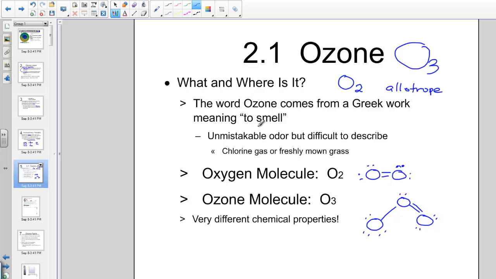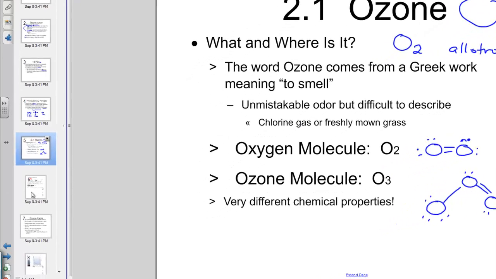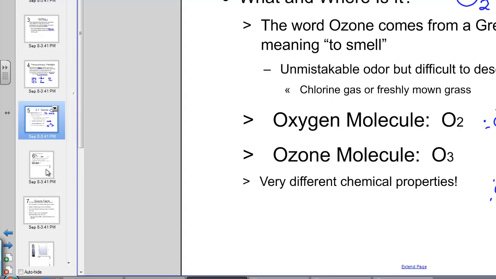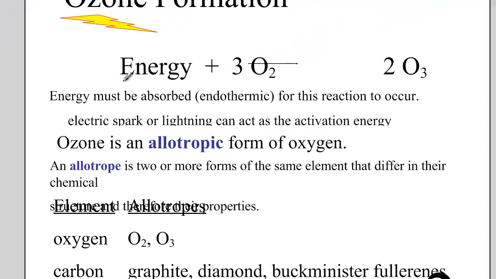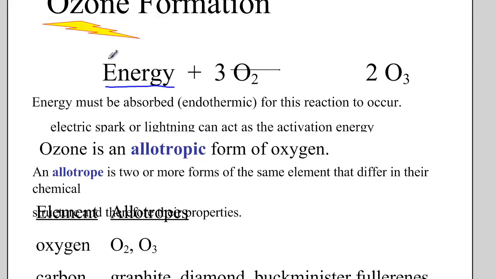Ozone literally means to smell. It has a very distinct odor. It's very difficult to describe what ozone smells like, but it's clearly a unique smell. When ozone forms, it needs energy to do so. Energy in the form of sunlight, perhaps, with the radiation coming from the sun. This is known as activation energy, some sort of energy that institutes the change in molecular oxygen forming ozone.